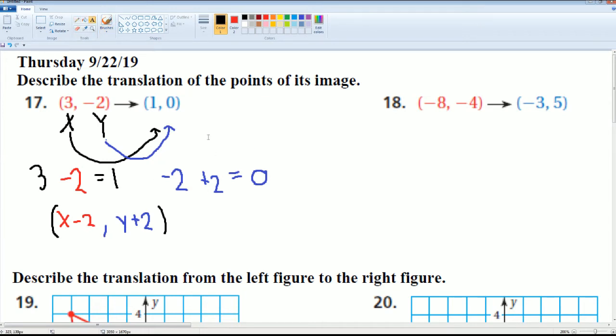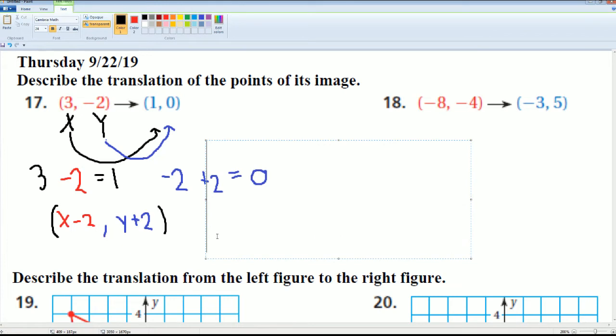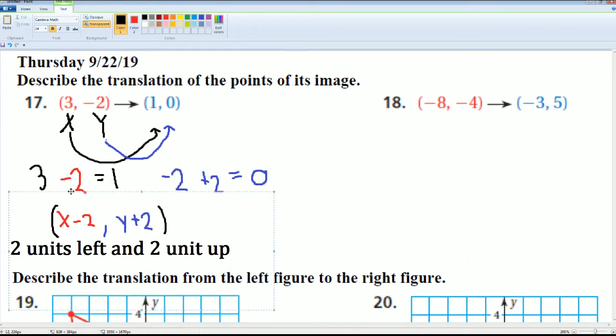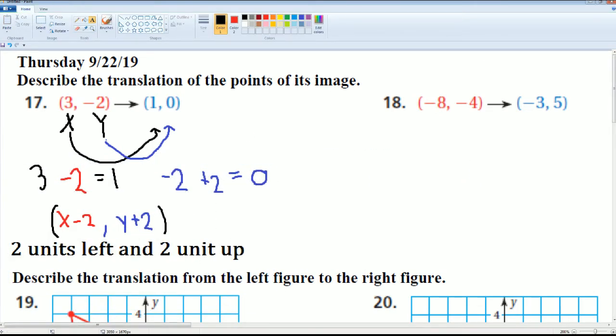Now we could write it out in English. So, what does x minus 2 mean? That means it is 2 units left. And what is y plus 2? That is 2 units, because it's positive, up. That's what that means. Good. Let's do it for 18.